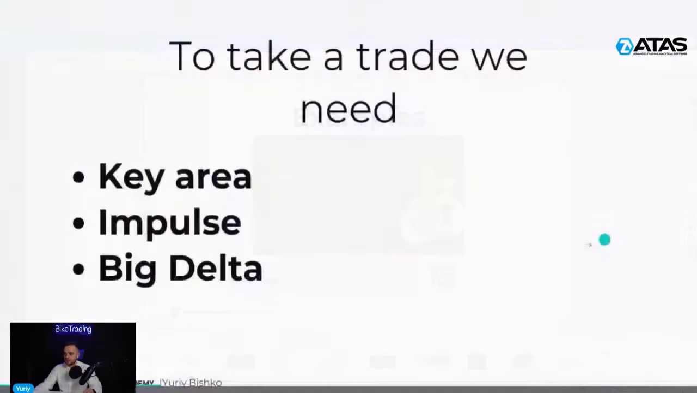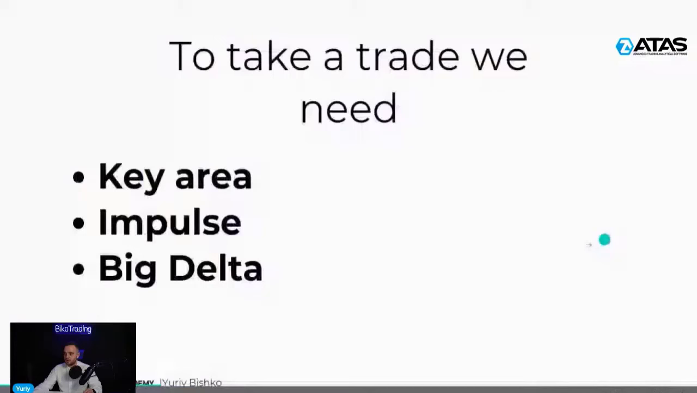That's why, once more, it is key area, impulse and delta, three things that we need together. Let's dive deeply into each of these topics so you understand how you can take such trades in the future. Write plus in the chat at this moment if you would like me to dive deeply into each of these: key area, impulse and big delta.